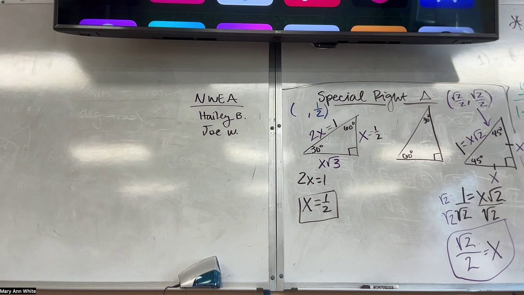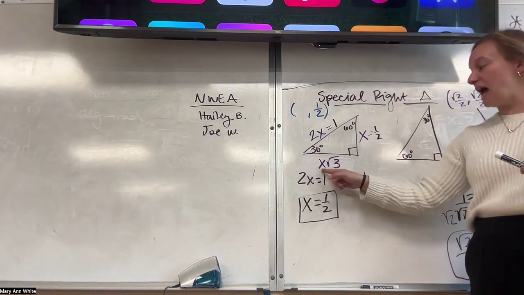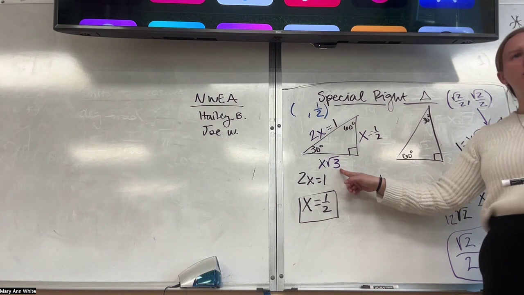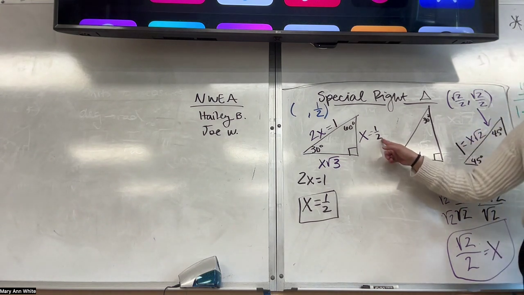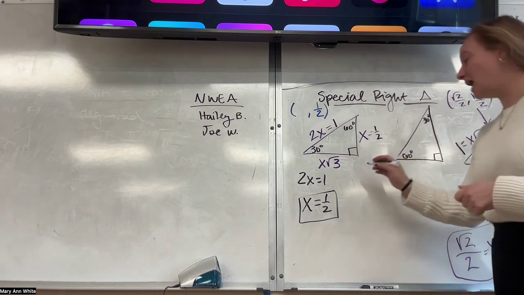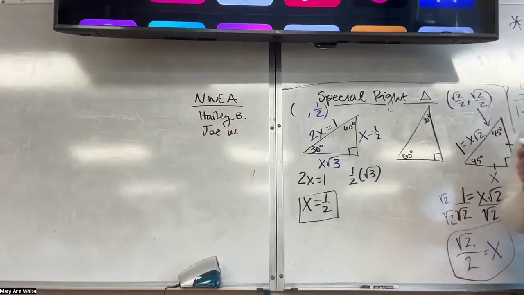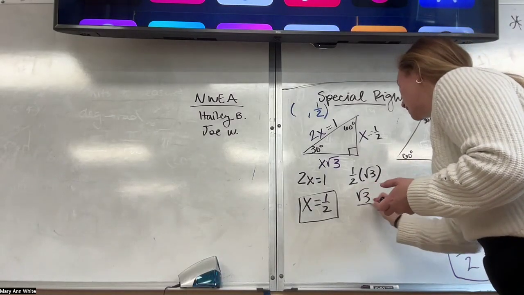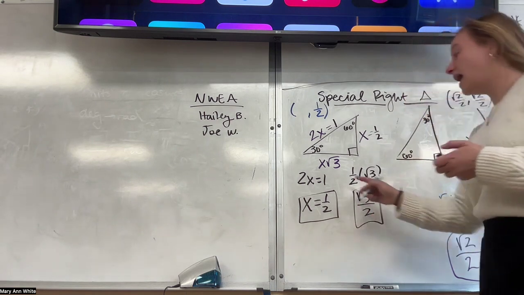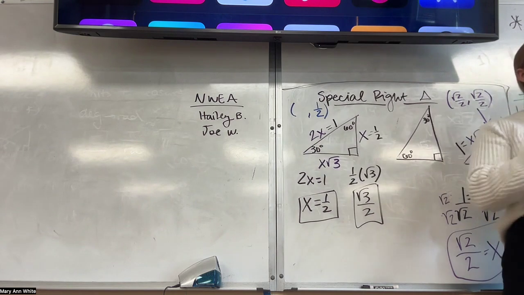Okay, let's do my x then, my horizontal distance. My horizontal distance is this long leg, which is x times √3. What did we just say x was though? 1/2. What's 1/2 times √3? √3/2. That's my horizontal distance. That's the x value of my ordered pair.